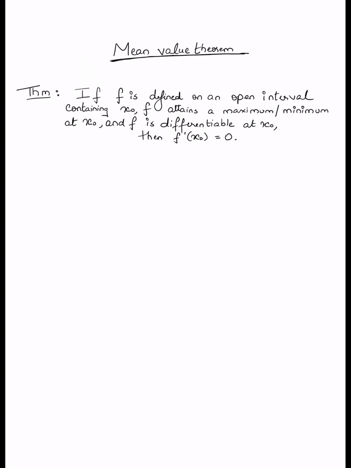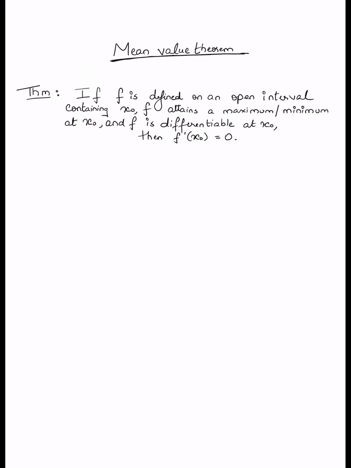On our coverage of differentiation, and one of the results we will talk about is the mean value theorem. To begin with, we first start with the theorem that is stated here, which is that if the function f is well defined on some open interval containing x naught, it attains either a maximum or a minimum at x naught, and further the function is differentiable at x naught.